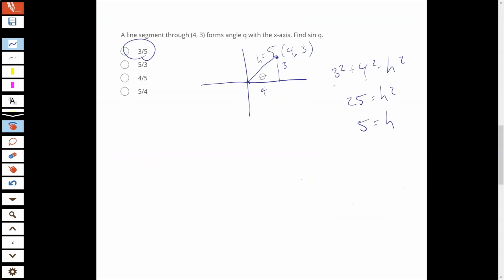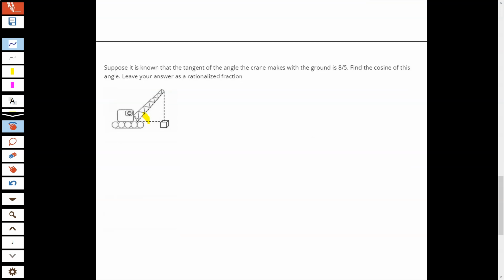And we just have one more. So suppose it is known that the tangent of the angle of the crane with the ground is 8 over 5. Find the cosine of this angle and leave your answer as a rationalized fraction. So here's our angle. It says the tangent is 8 over 5. So remember, tangent is opposite over adjacent. So that means 8 over 5. Okay.